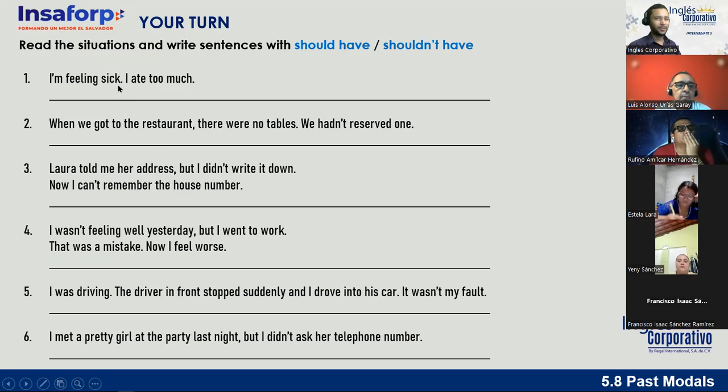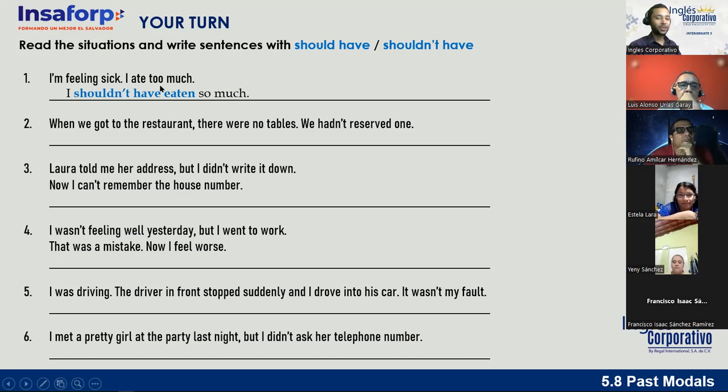I am feeling sick. I ate too much. What can you say using should have or shouldn't have? This is one of the examples I gave you. So who wants to try? Me siento mal, ¿verdad? Comí demasiado. Entonces, no debí comer tanto. ¿Cómo será ahí in English? I shouldn't have eaten too much. I shouldn't have eaten so much, okay?